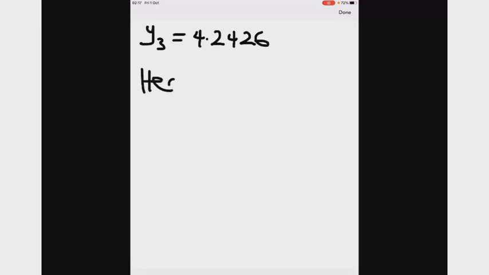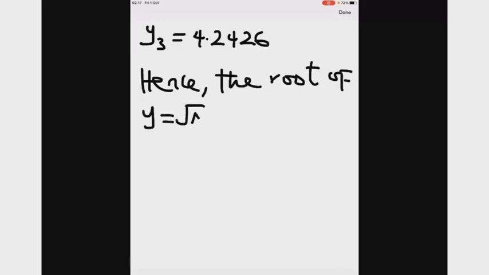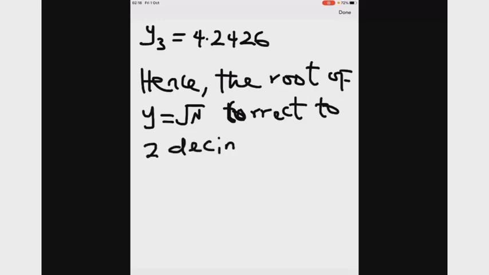Hence, the root of y equals square root of n, correct to 2 decimal places, is 4.24.